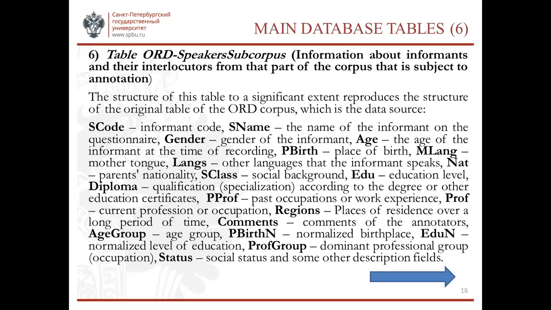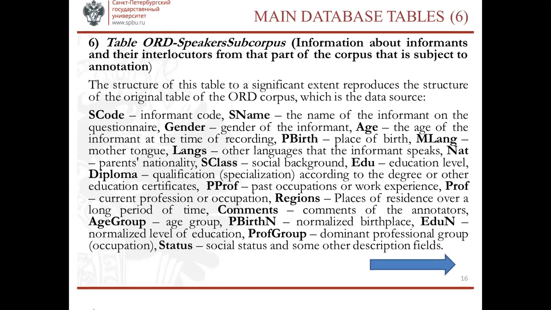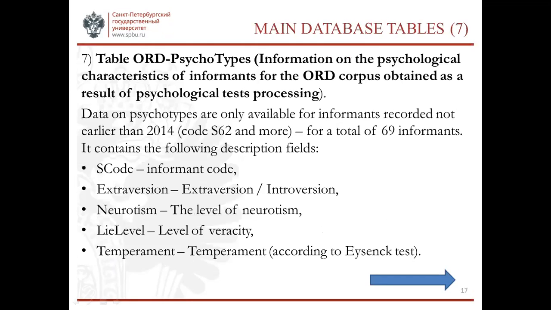Table 6, that's the ORD speaker subcorpus. So that's information about the informants and the interlocutors. Quite a lot of it, as you see. These are gender information, age information, their place of birth, the languages that they speak, and so on and so forth. Table 7, that's psychotypes. That's information on the psychological characteristics of the informants for the ORD corpus that was obtained as a result of psychological tests processing.